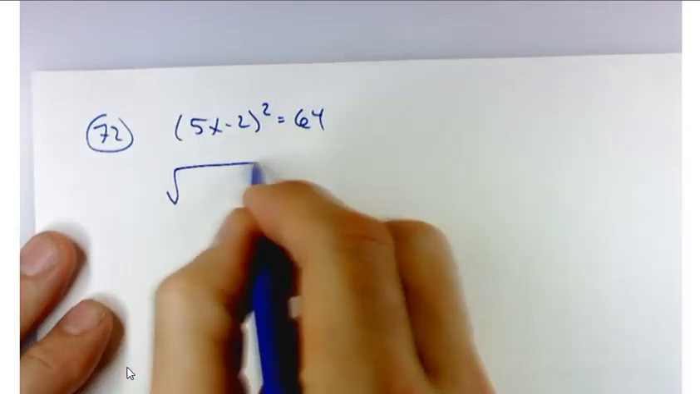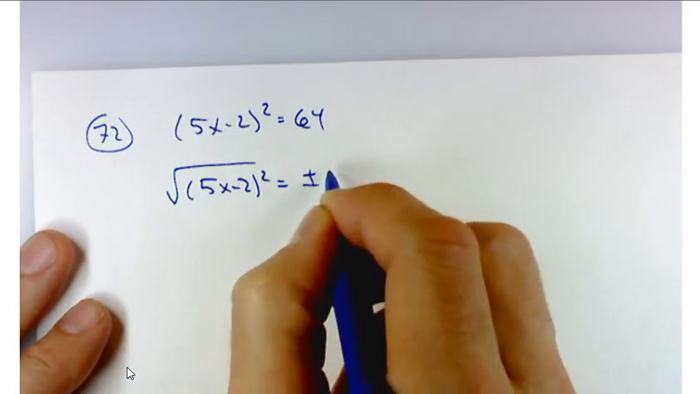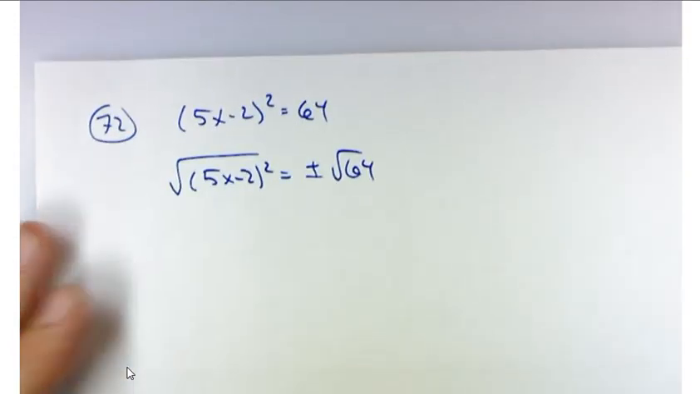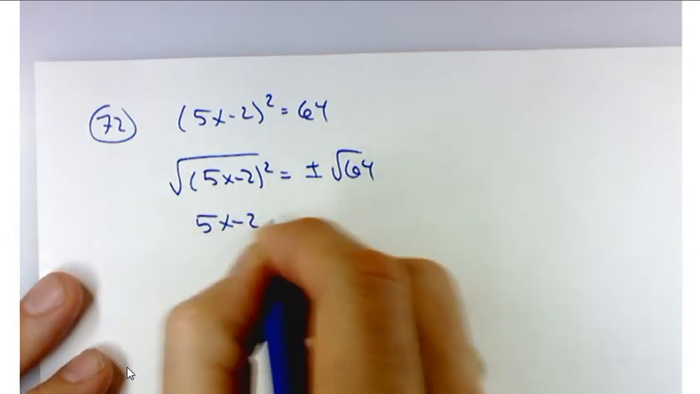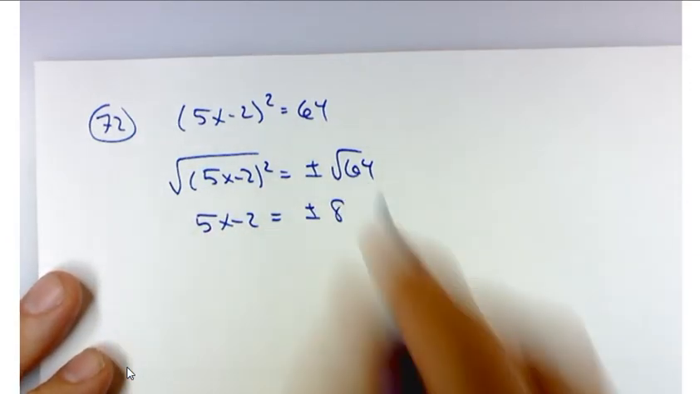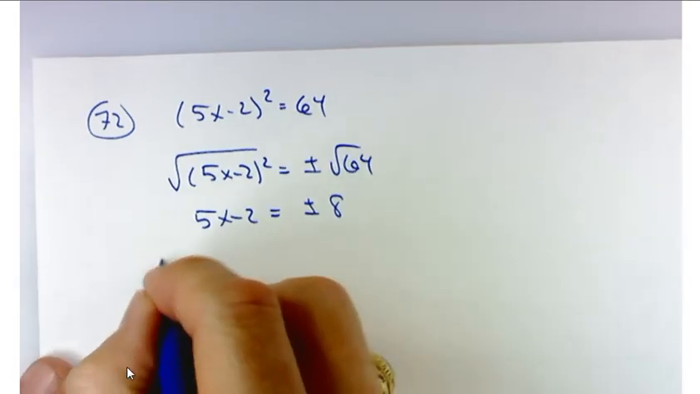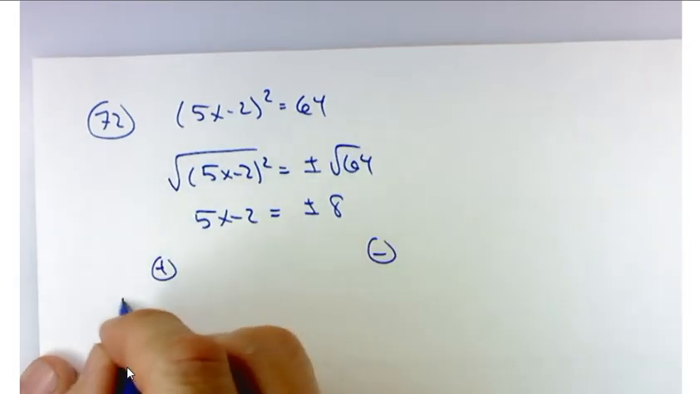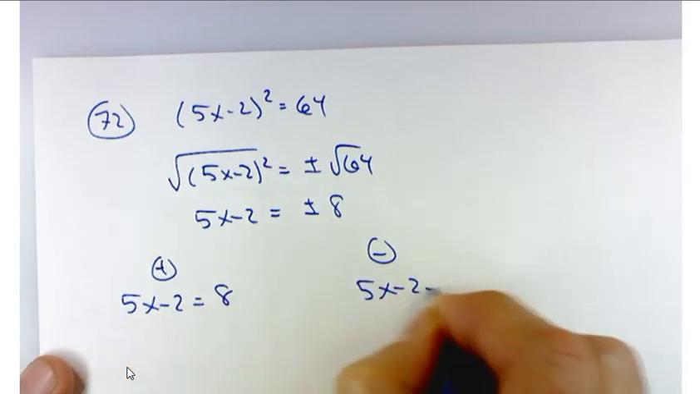So square root of 5x minus 2 squared equals plus or minus the square root of 64. When I take the square root on the left-hand side, I get 5x minus 2 is plus or minus 8. You still got to do that positive and negative case stuff. So let's take care of that. 5x minus 2 equals 8. 5x minus 2 equals negative 8.